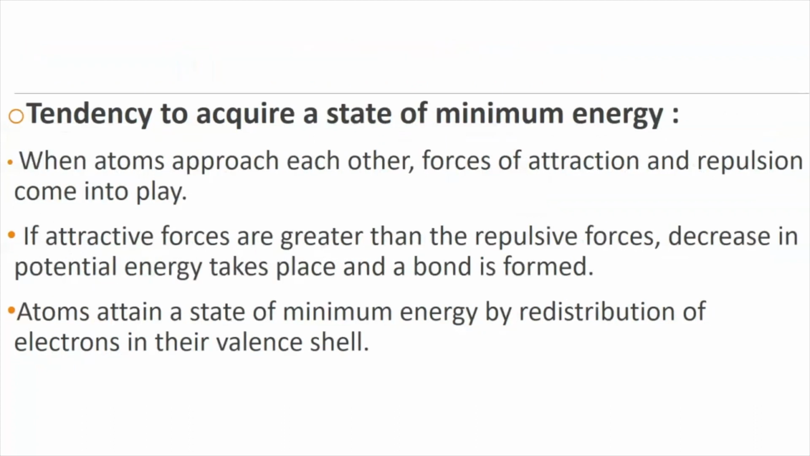The second cause is the tendency to attain a state of minimum energy. Here, when atoms approach each other, forces of attraction and repulsion come into play. If attractive forces are greater than the repulsive forces, a decrease in potential energy takes place and a bond is formed. Thus, the atom attains a state of minimum energy by redistribution of electrons in their valence shell.